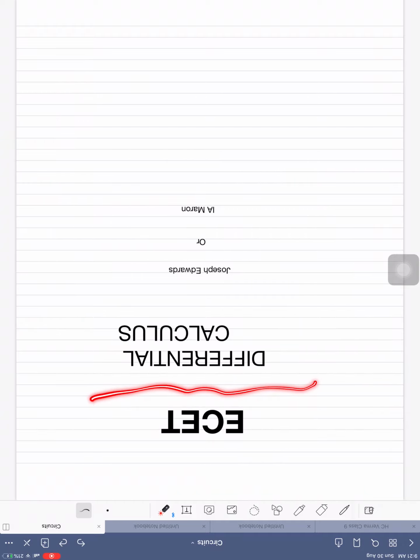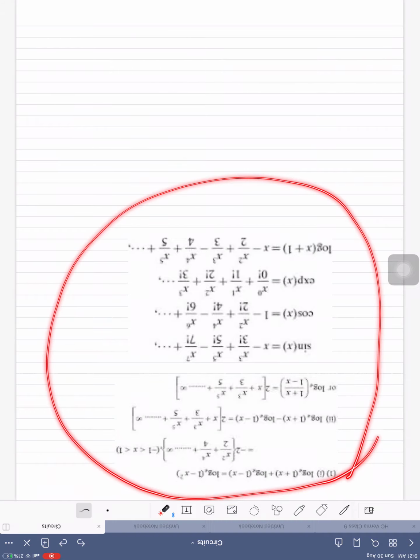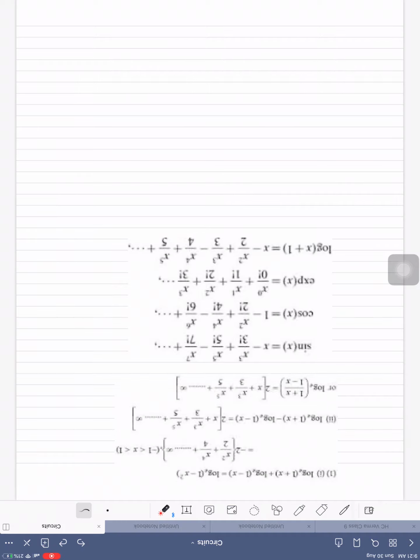Okay, today we go for differential calculus. You can prefer these two books, either of this one or this one. Both are very good books. Before going to differential calculus, you have to remember these series. Log of x plus 1 base e, plus log of 1 minus x base e, equal to this one.